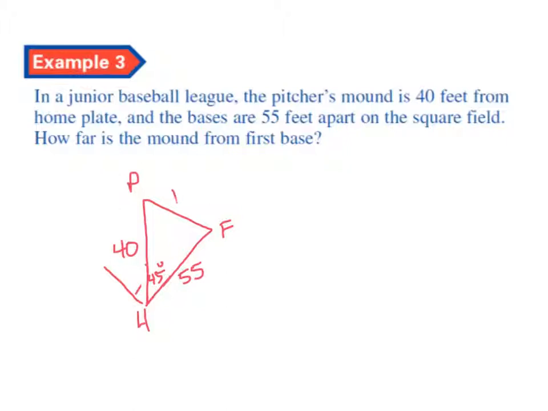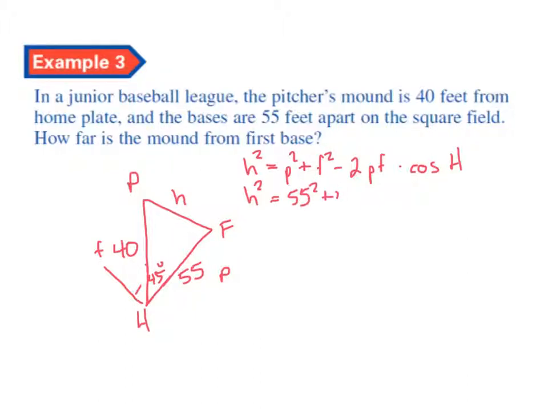I'm going to label this with H because it's opposite angle H. We'll use the formula that H squared is equal to, now this is going to be value P, this will be value F, so P squared plus F squared minus twice PF times the cosine of angle H. So now I still don't know what H is, so H squared is equal to 55 squared plus 40 squared minus twice 55 times 40 times the cosine of 45.